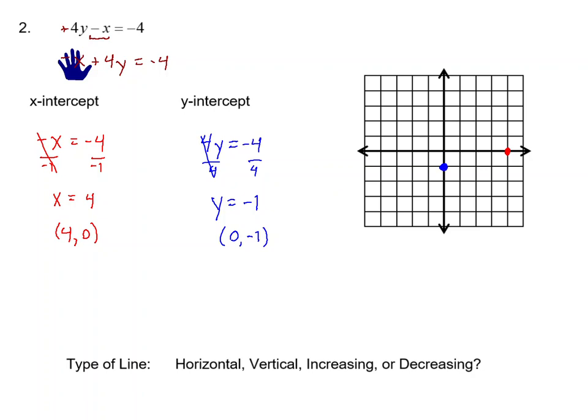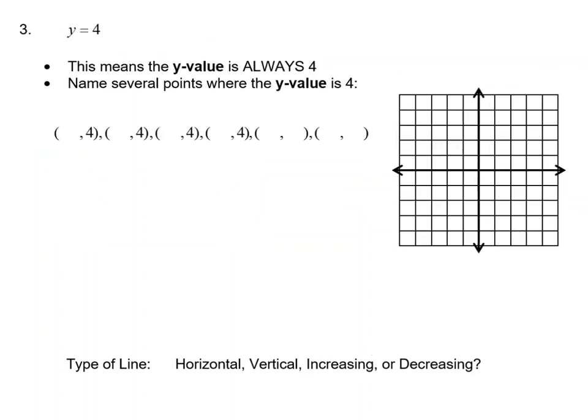Now that I've got 2 points on my line, I can connect those two with a nice straight line. I'll put arrowheads, and there we go. What type of line is this? We are increasing from left to right, so we have an increasing line. There's my hand.